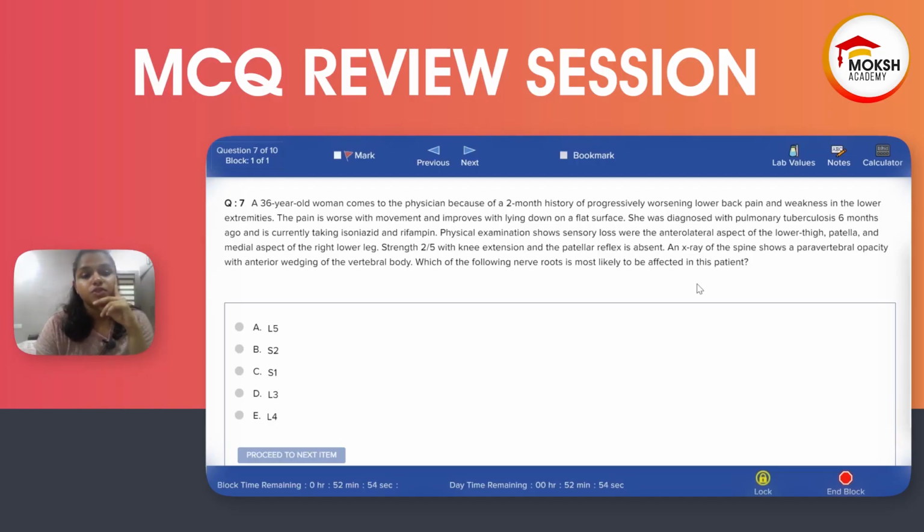A 36-year-old woman comes to the physician because of a 2-month history of progressively worsening lower back pain and weakness in the lower extremities. The pain is worse with movement and improves with lying down on a flat surface. She was diagnosed with pulmonary tuberculosis 6 months ago and is currently taking isoniazid and rifampin.